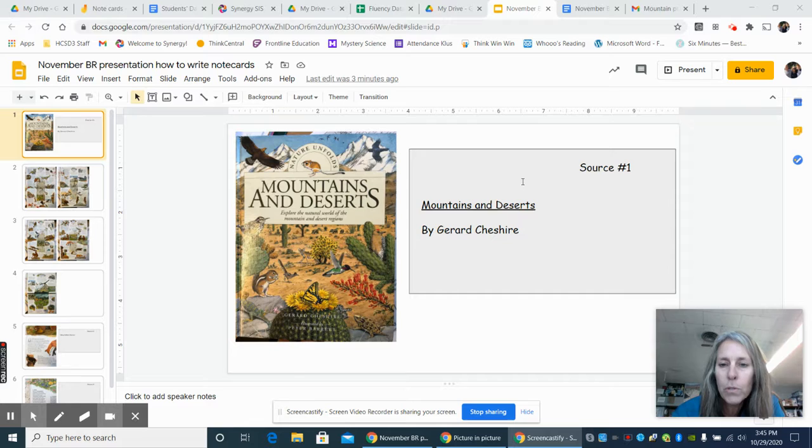So on your first note card, I want you to write source number 1. And that always goes in the upper right-hand corner, just like I told you on the paper I sent home. So source number 1 is on the right-hand corner in every one of these notes you'll be taking for your book report, because this is the source.